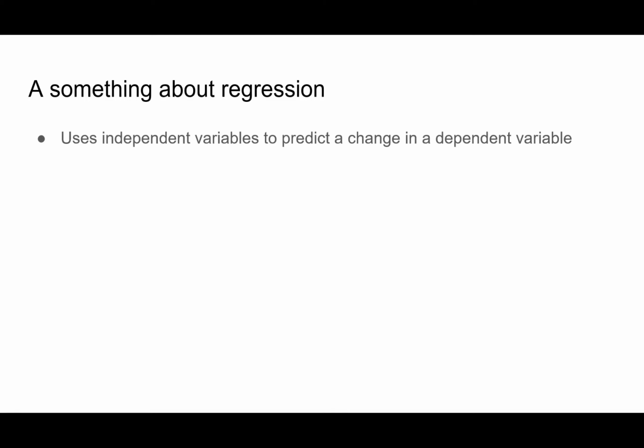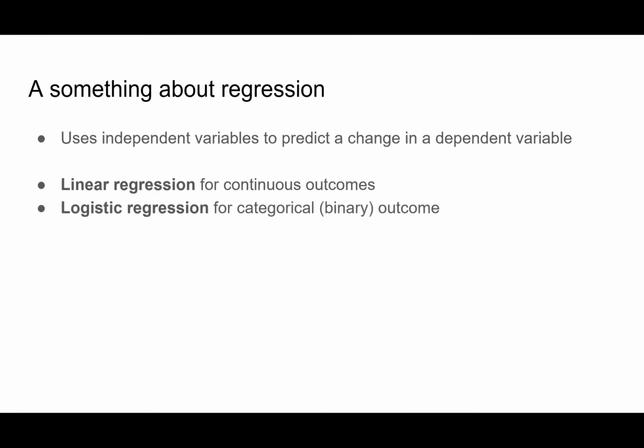First, regression is basically using independent variables to predict a change in a dependent variable. So we pick a few predictive variables to create a model, and this model is used to predict the dependent variable with a reasonable degree of success. There are 2 types of regression. Primarily, one is linear regression, and we use this when the outcome is continuous or a scale. And the logistic regression, which we use when the outcome is a binary categorical outcome.